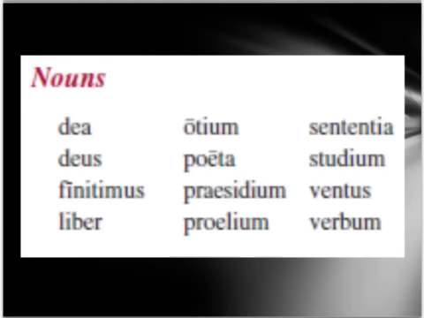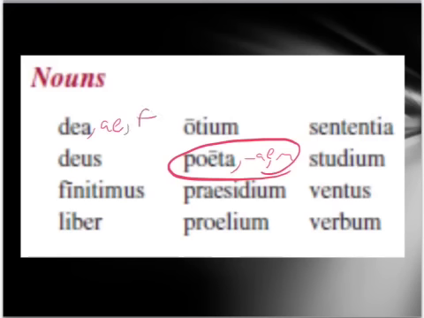Now let's review the vocab from this unit. As you look across the list, there's nothing special here. The one thing you might want to note is that poeta is first declension masculine. This follows the same pattern as agricola and nauta, being part of the first declension but masculine. Other than that, anything that ends in A is going to be AE feminine, US is going to be I masculine, and UM is going to be I neuter.